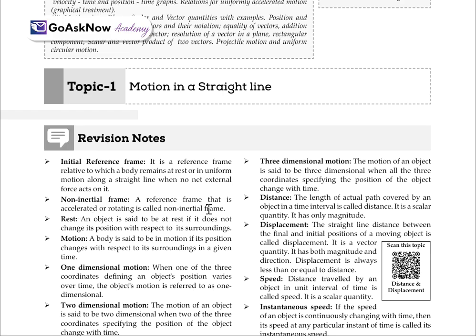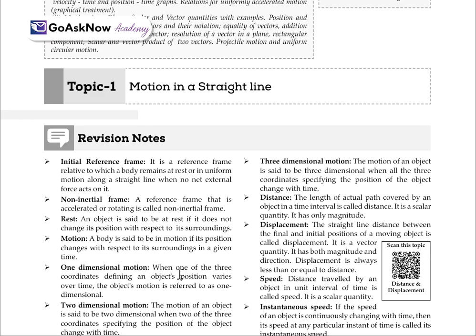Non-inertial frame: a reference frame that is accelerated or rotating is called a non-inertial frame. Okay. Rest: an object is said to be at rest when it does not change its position. It's a very common term that when an object is not changing its position, then obviously it will be called at rest. Motion: a body is said to be in motion if its position changes with respect to time, with respect to its surroundings in a given time.